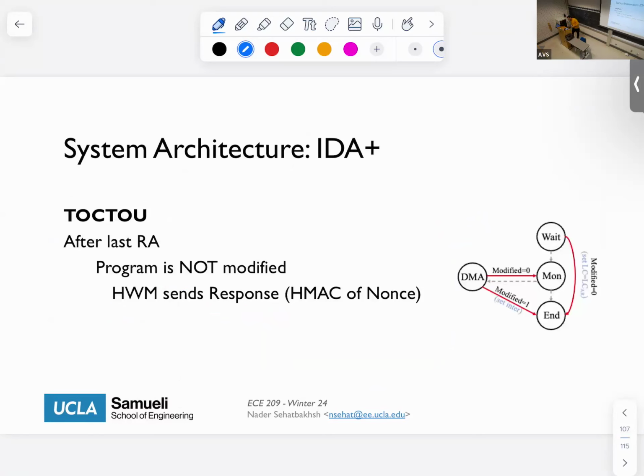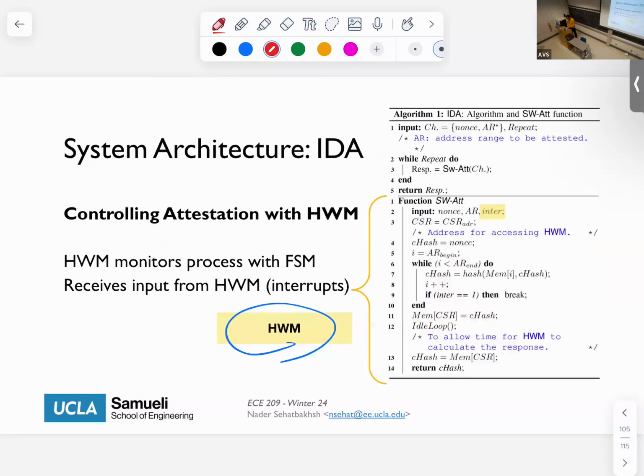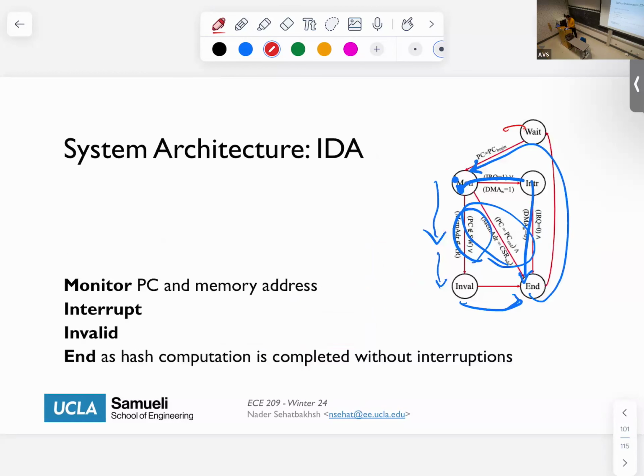All right. So now let's actually talk about the time of check, time of use attacks. Remember, I told you that the problem with the time of check, time of use attack was, you have your content of memory, you go through it and you say that, okay, this is the hash. The problem is that once you send this, the adversary can go there and change something, right? And this way I can no longer trust the system. So here's the idea that we have. We said that we can actually monitor memory addresses and PC.